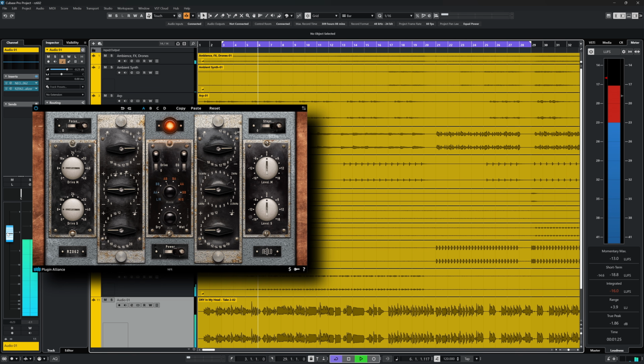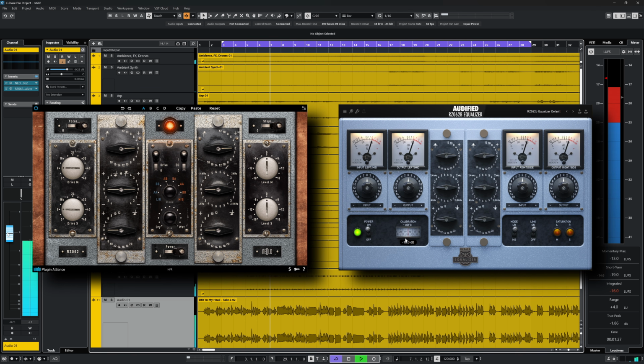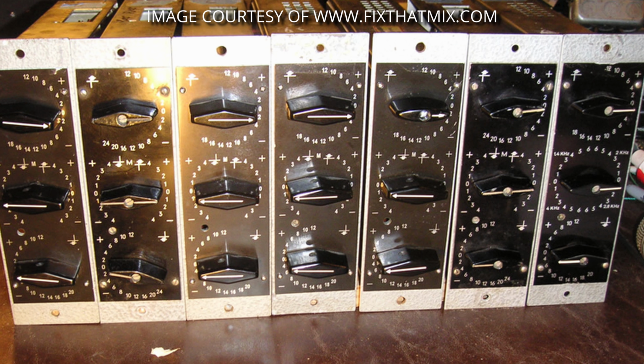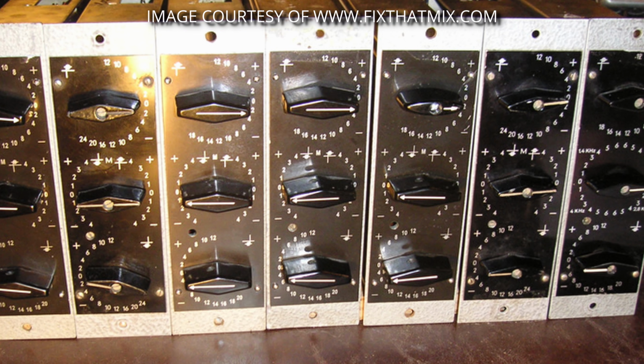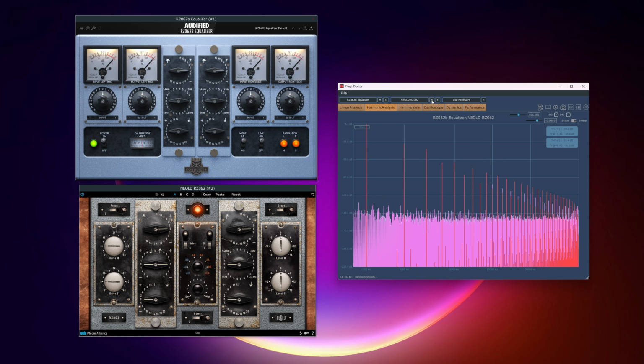The NEOLD and AUDIFIED RZ602 both emulate the KLANGFILM Siemens valve EQ of the same name. Let's compare them and find out what the differences are and which one sounds better than the other. There's already a big difference in the saturation behavior and sound between the two.